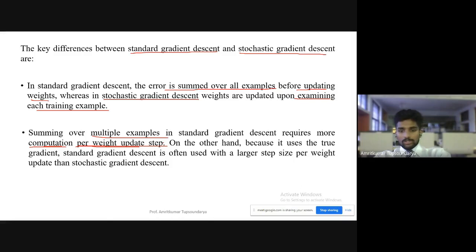But on the other hand, because it uses the true gradient, the standard gradient descent is often used with a larger step size per weight update. So we can have a larger step size per weight update than in stochastic gradient descent. That is one flexibility that standard gradient descent allows us when we compare it with the stochastic gradient descent.